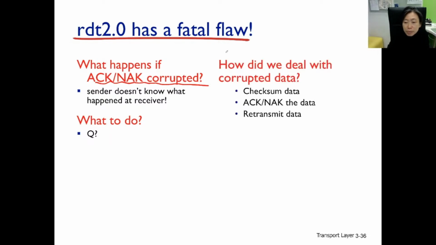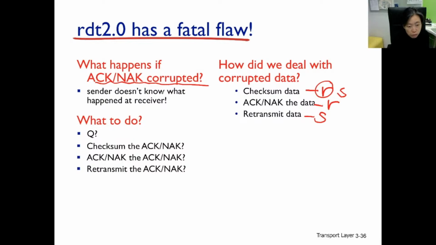So how did we deal with the corrupted data? We do the checksum, right? Well, actually, we do the checksum at the sender, adding that into the packet, and the receiver checks it again. Now, if it's not a match, we send NAK. If it's a match, we send ACK. So this is receiver side action. And therefore, at the sender side, we could retransmit data. So perhaps we will do this.